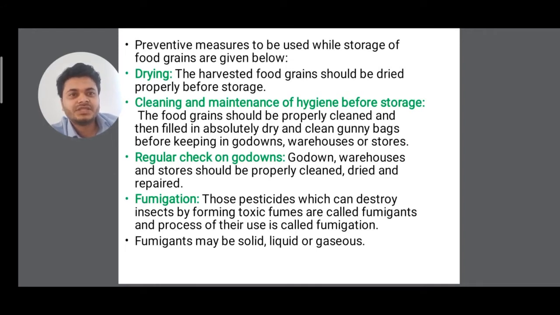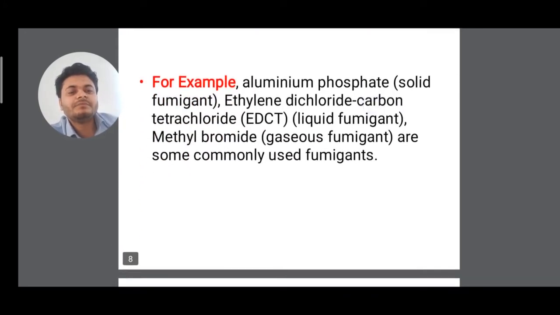Now regular checks should be done. Godowns, warehouses and stores should be properly cleaned, dried and repaired. And next is fumigation. Those pesticides which can destroy insects by forming toxic fumes are called fumigants, and the process of their use is called fumigation. Fumigants can be solid, liquid or gases. For example, aluminum phosphate is a solid fumigant, ethylene dichloride and carbon tetrachloride, that means EDCT, are liquid fumigants, and methyl bromide is a gaseous fumigant. These are some commonly used fumigants.